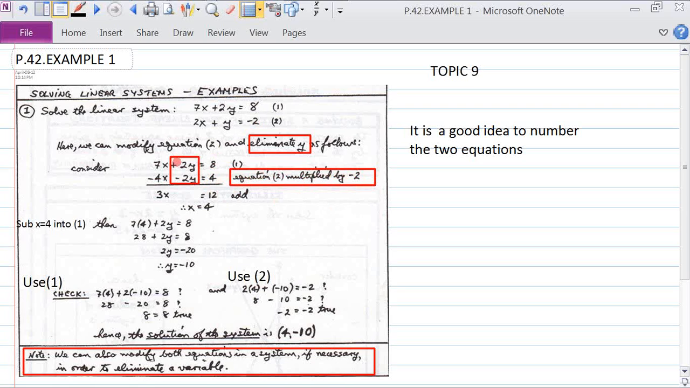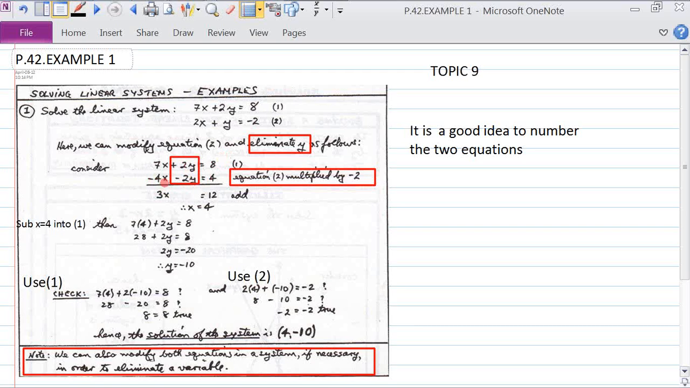Why do we do that? Because when we add the y terms, they will sum to 0. So we're eliminating the y. Yes, we can eliminate the x, but in this case, we think it's easier to eliminate the y. So we leave equation 1 the same. That doesn't change. And we multiply equation 2 by minus 2 to make this term into minus 2y, so that when we add the two terms, they will come to 0.